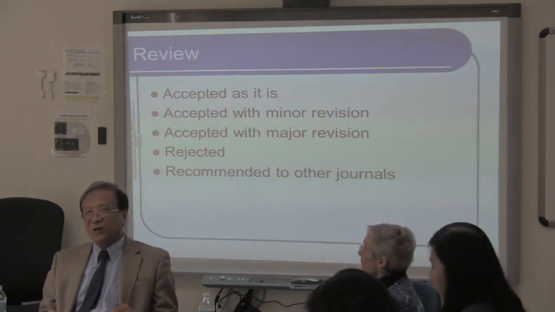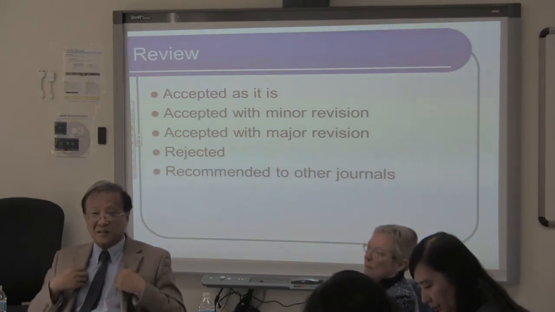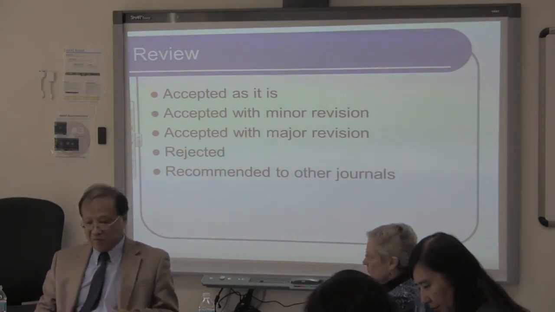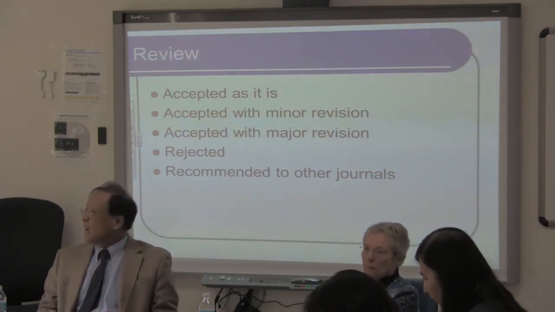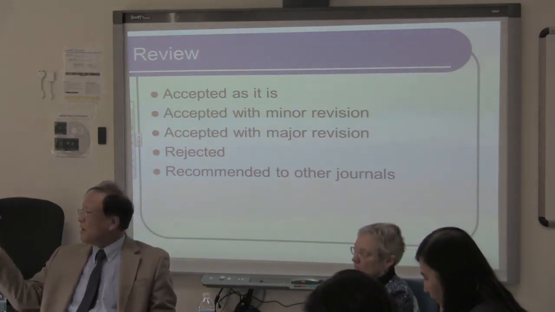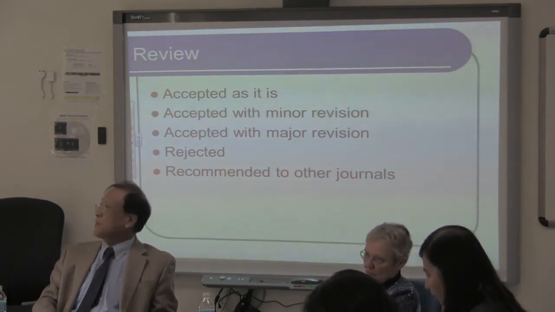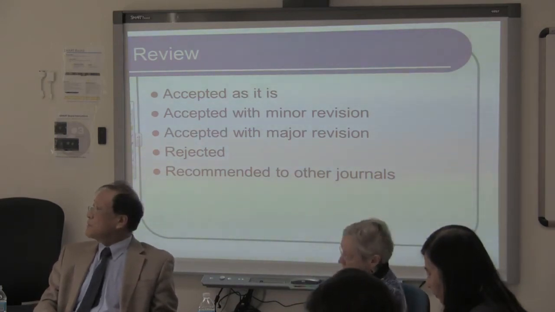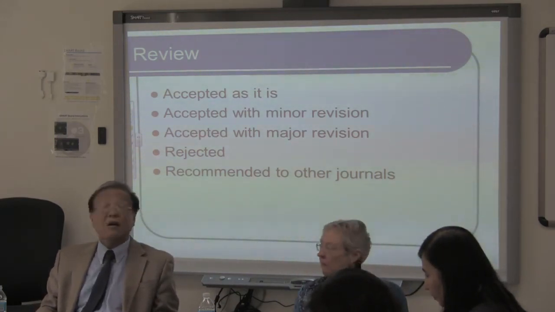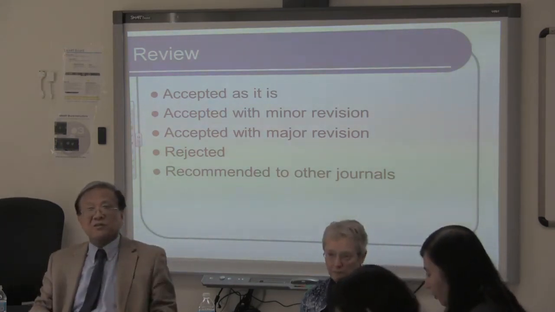Okay, when everything goes through the entire process, you get letters from the chief editors, and they have comments that go with that, and basically there are 5 categories. The first is accepted as it is, accepted with minor revisions, accepted with major revisions, reject, and recommended to another journal, which is the out of scope situation.